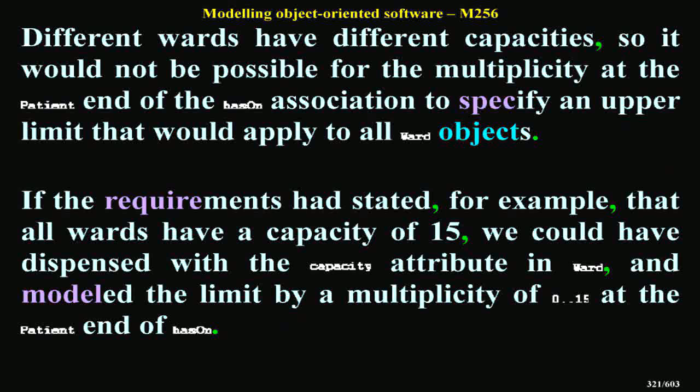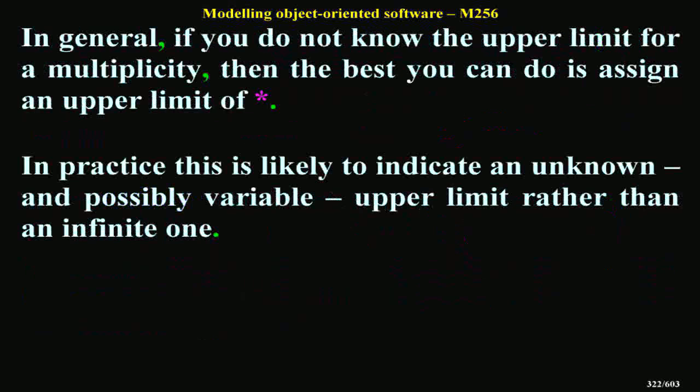If the requirements had stated, for example, that all wards have a capacity of 15, we could have dispensed with the attribute in Ward and modeled the limit by a multiplicity of 15 at the end of the association. In general, if you do not know the upper limit for a multiplicity, then the best you can do is assign an upper limit of *. In practice, this is likely to indicate an unknown and possibly variable upper limit rather than an infinite one.